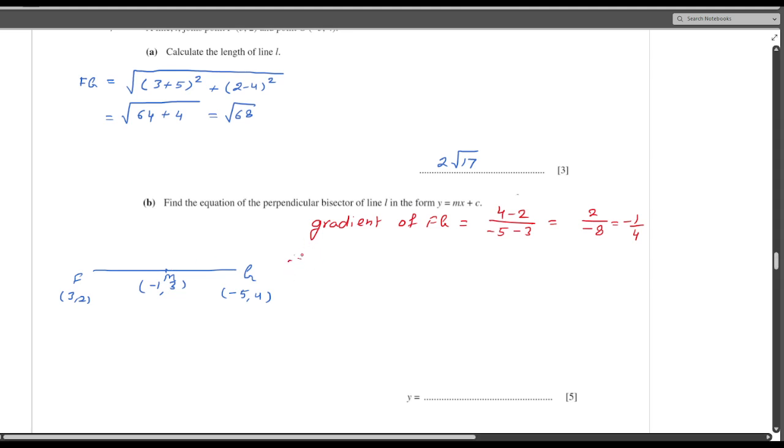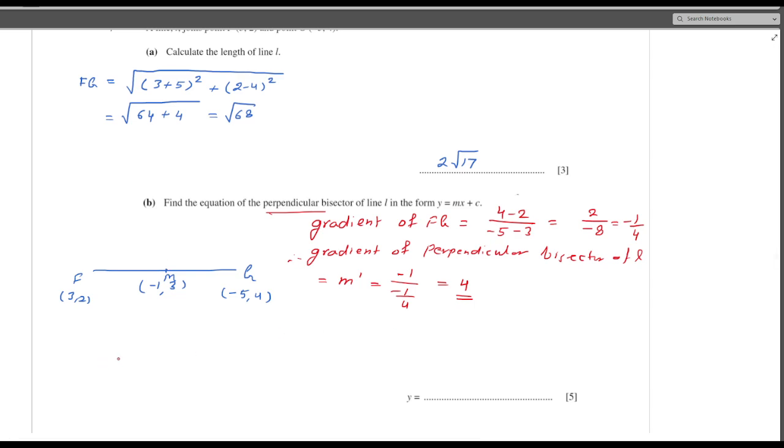So therefore the gradient of the perpendicular bisector of L, let us say M dash, will be equal to minus 1 upon this minus 1 by 4, which will be 4. And this is passing through this point M.